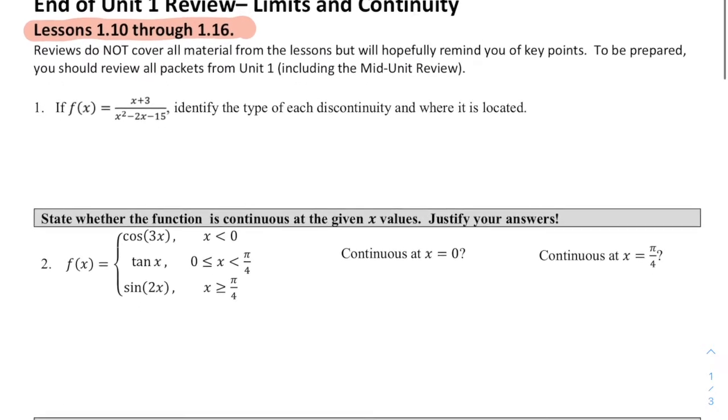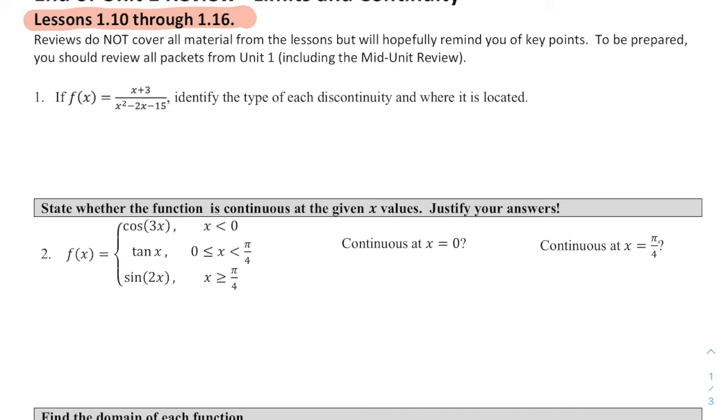So for number 1, f of x is equal to x plus 3 divided by x squared minus 2x minus 15. Identify the type of each discontinuity and where it's located. Well, if I'm going to find out what type of discontinuity we've got, we are again thinking about numbers that would make the denominator equal to 0. In cases like this, it is helpful to factor. So I'm going to say that this is x plus 3 in that numerator, divided by x minus 5 times x plus 3 if we factor that denominator out.